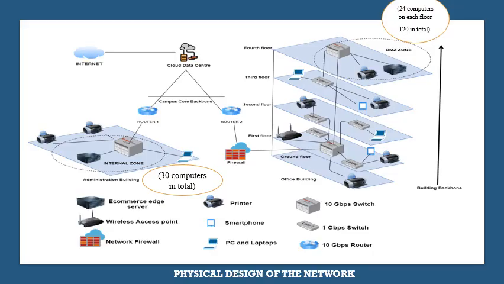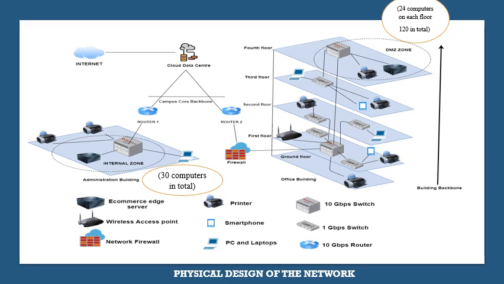Network design tool. For modeling, a diagram of the proposed network is created using draw.io. Here is a picture of the physical design of the network. The campus core backbone is connected to the internet, which is facilitated by the cloud data center. There are two routers connected to the campus core backbone. Router 1 is connected to the administration building, while router 2 is connected to the office building via a firewall that is used to protect the network from external attacks.